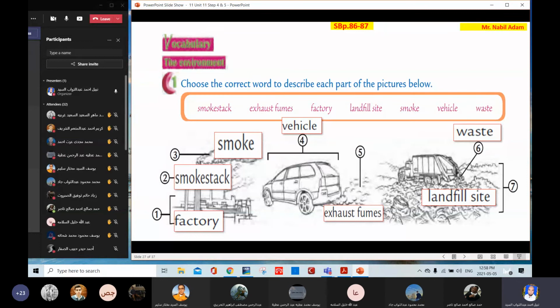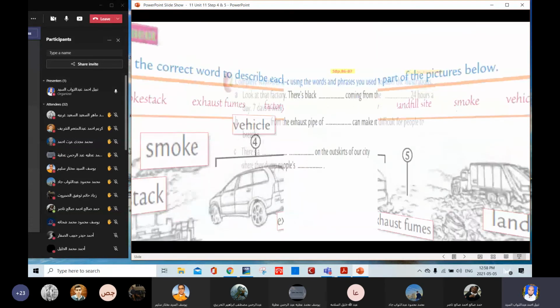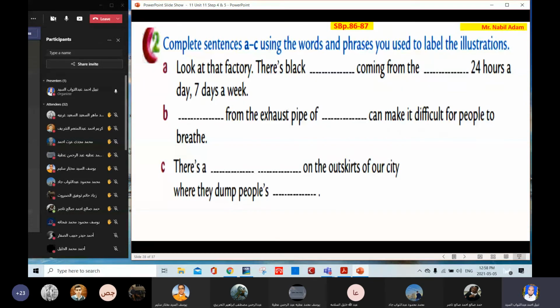What are we going to do in exercise 2? We are going to use these new words to complete the sentences in exercise 2. Complete sentence A, B, C using the words and phrases used to label the pictures. A. Who would like to read? Muhammad Rajdi. Yes, Muhammad.